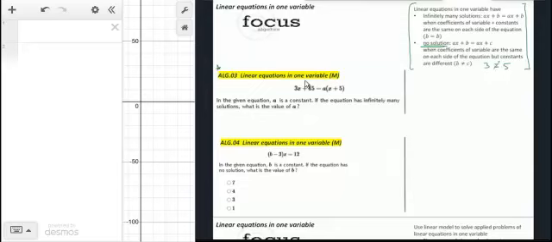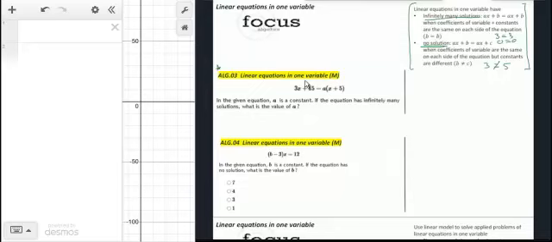Okay, so if all of your variables or x's cancel and you're left with a statement that's not true, then it's no solution. And if you combine terms and both sides of the equation are identical, meaning all of the x's cancel out and you're left with either 3 equals 3 or, if you reduce it all the way down, 0 equals 0.